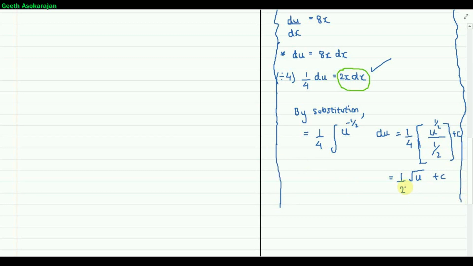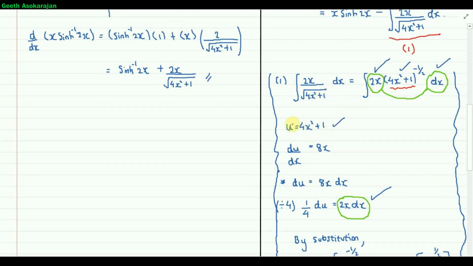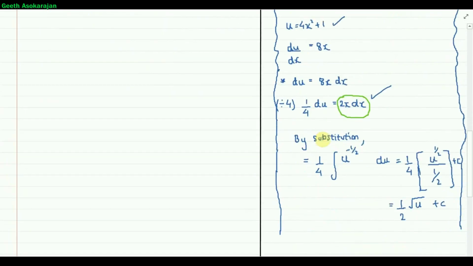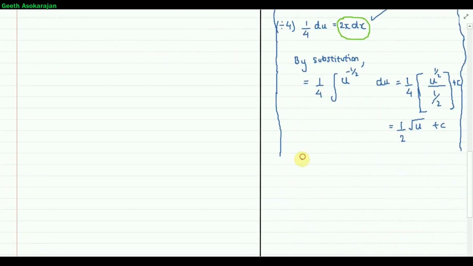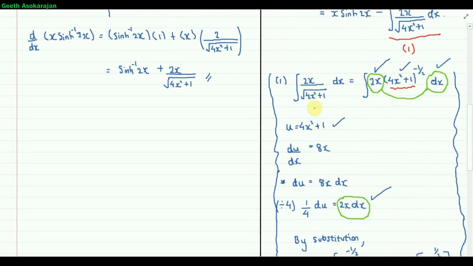So this should be the solution so far to this integral, but let's replace the u to complete. Since u is 4x squared plus 1, by doing the replacement we're going to get a half into the square root of u, which is 4x squared plus 1, add c. So this should be the solution to this integral here, number 1.